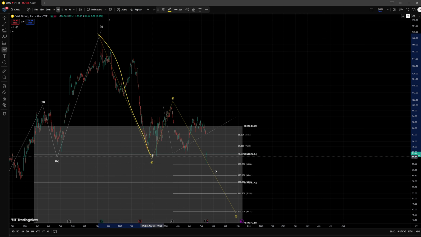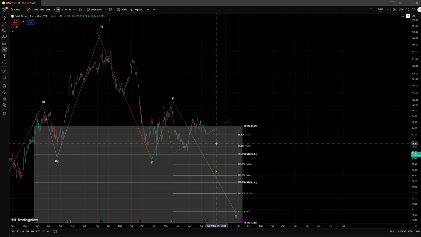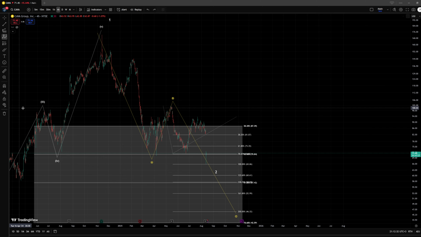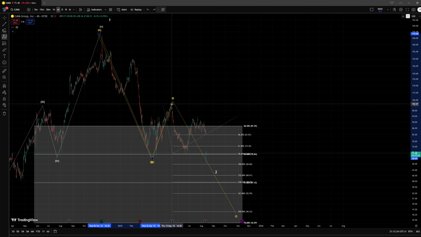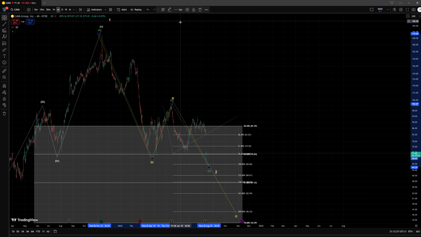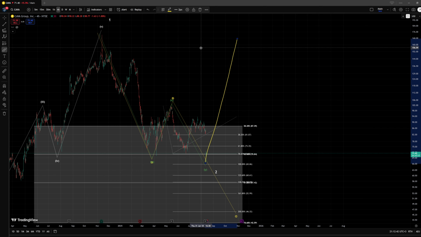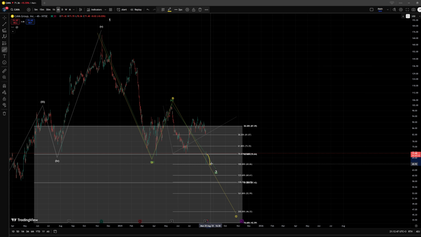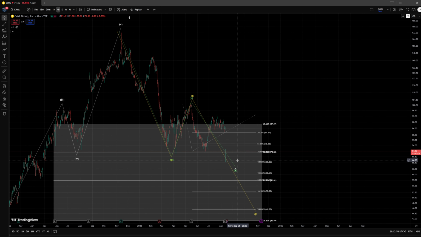Maybe a WXY. Now that could allow it to actually be complete in an ABC in the wave Y. So let me add that in, let's say, green. So WXY. And then we would expect to start the third wave to the upside immediately, or maybe after a few more small 4-5 patterns. Now depends on how this is, but doesn't change too much overall.